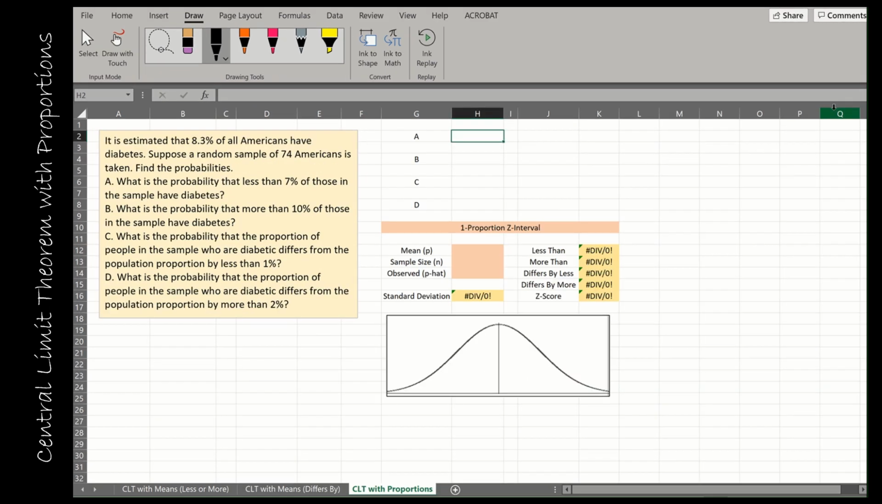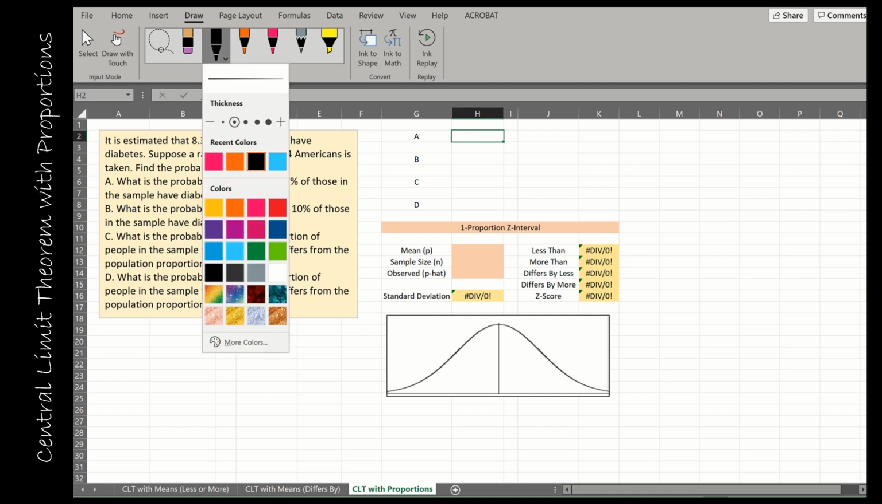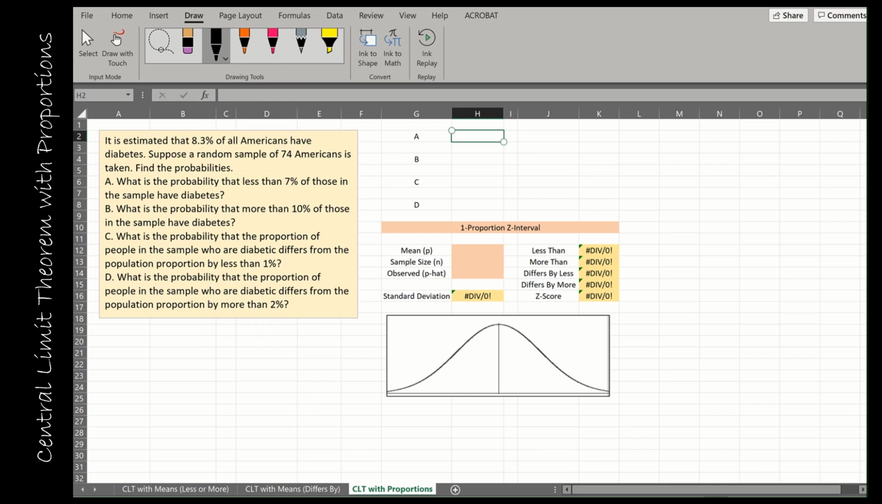Let's take a look now at some proportions questions. There's a couple of things I want to point out about proportions questions. First, when we dealt with the means question, the mean was just given to us. But in a proportions question, our mean is actually p. And that has to be a value between 0 and 1.